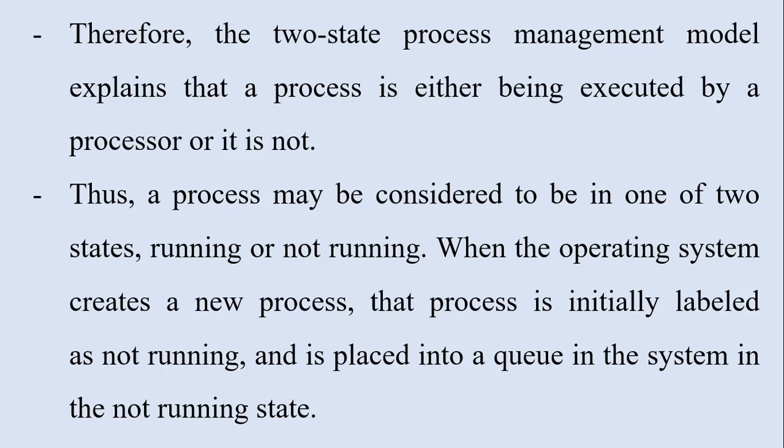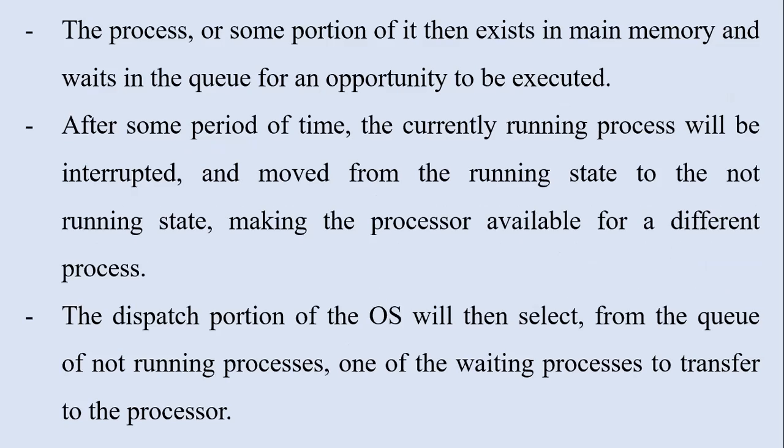Therefore, the two-state process management model explains that a process is either being executed by a processor or it is not. Thus, a process may be considered to be in one of two states, either running or not running. When the operating system creates a new process, that process is initially labeled as being in the not running state. The process or some portion of it then exists in main memory and waits in the queue for an opportunity to be executed.